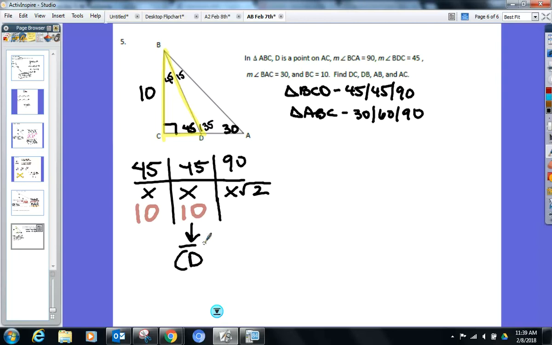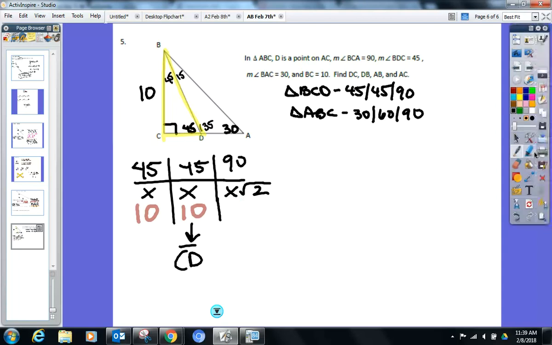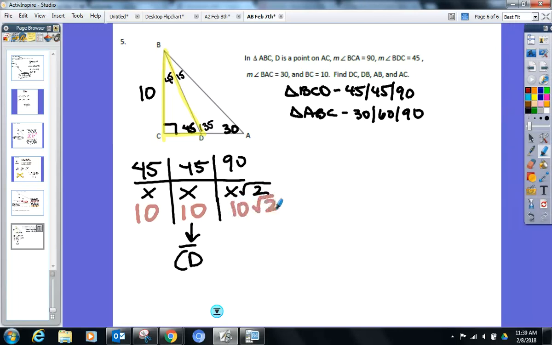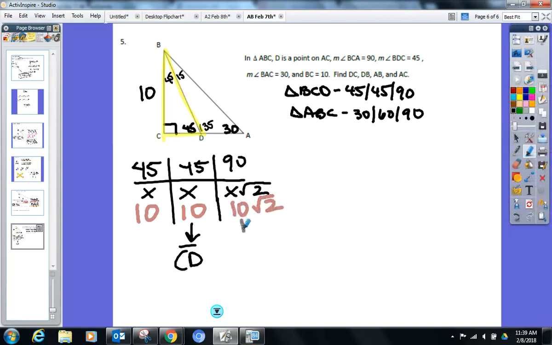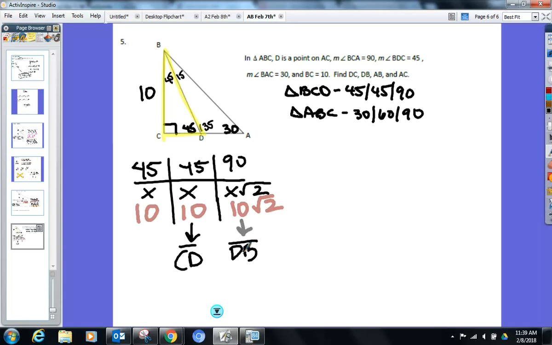What's across from the 90-degree angle then in this triangle? I got 10, and it's x radical 2. 10 radical 2. Name the segment that's 10 radical 2 in the 45, 45, 90. Right here, DB, which is another one we needed to find. Everyone see how we're rolling along? Questions on the 45, 45 before we finish this off on the 30, 60? Are you ready for the 30, 60?